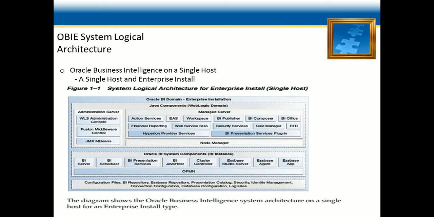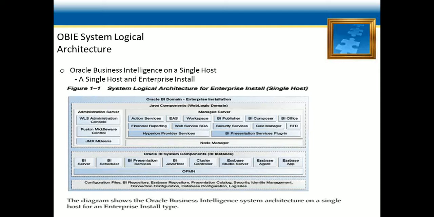System components are present in the enterprise installation. They are deployed as server processes and provide the core services that enable Oracle Business Intelligence, including OPMN, Oracle Process Manager and Notification Server. OPMN is also included in the enterprise installation. It maintains the OBI system component processes.